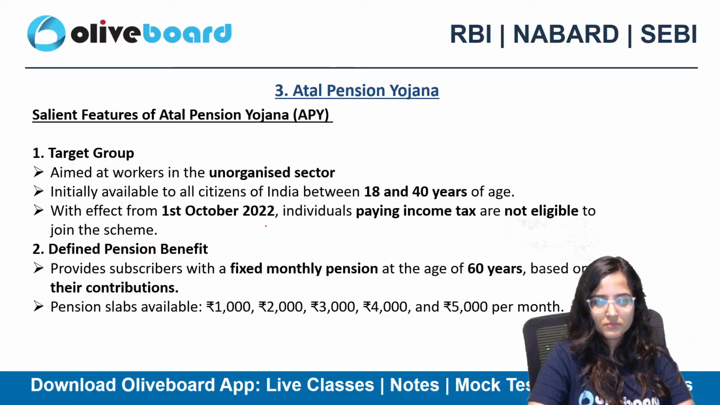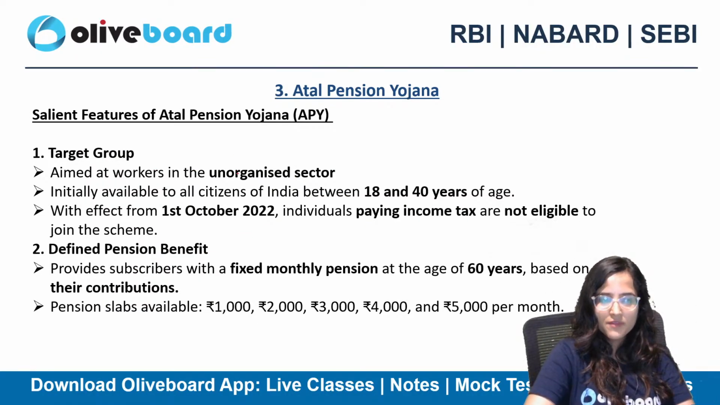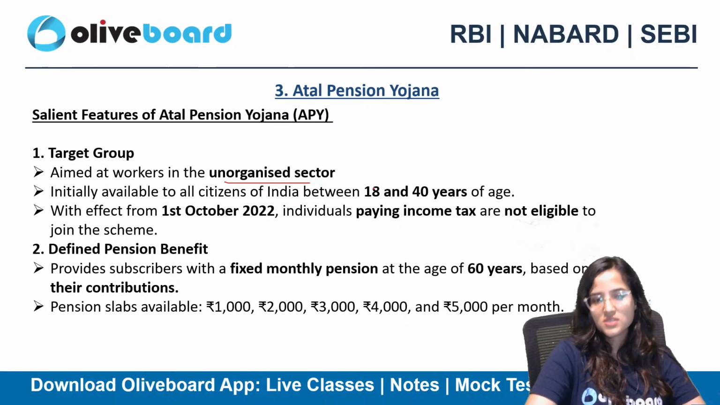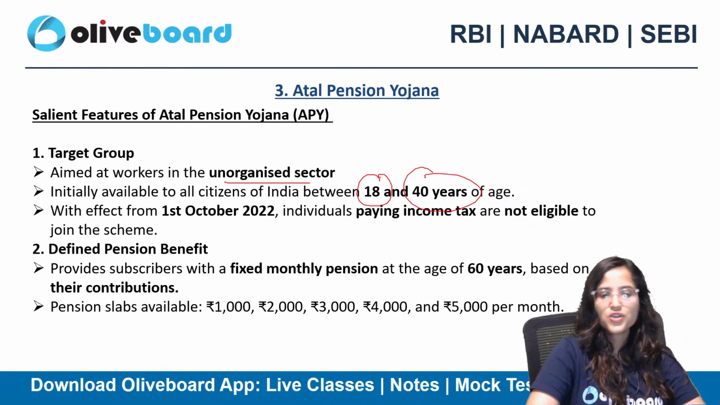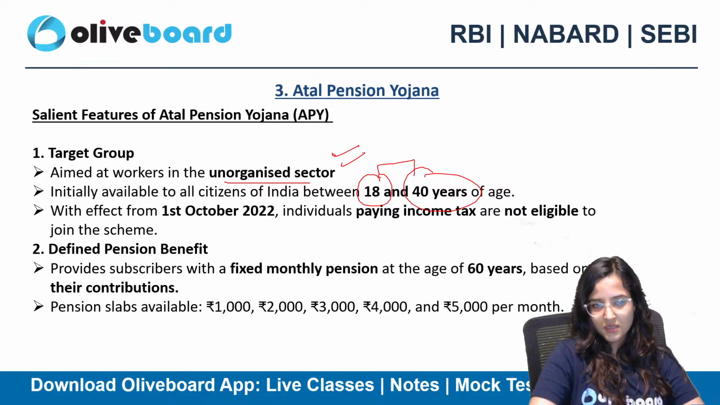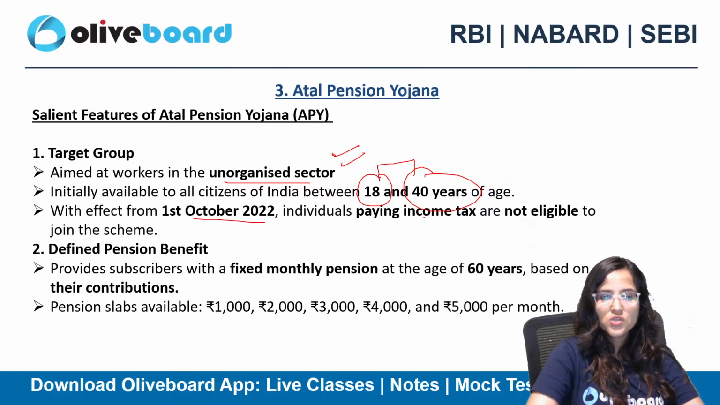Okay. What is the target group under APY? Unorganized sector. It was initially available to all citizens between 18 to 40 years of age. All citizens, but mostly the target is the unorganized sector. With effect from 2022, individuals paying income tax are not eligible to join the scheme.